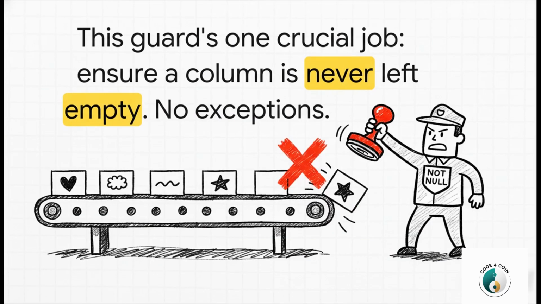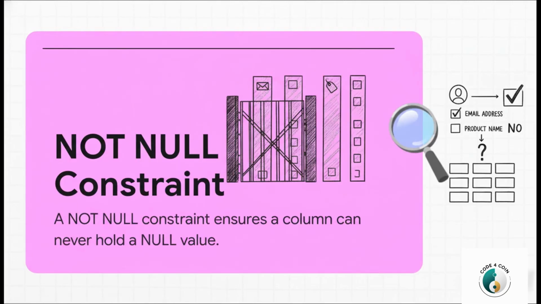Next up, let's meet a guard you are going to see everywhere. This one is, you could argue, the most important and most common member of the whole team, the NOT NULL guard. This guard has one job, and it is an absolutely critical one. It makes sure a column is never left empty. I mean, think about it. What good is a user in your database without an email address? Or an order without a customer ID? The NOT NULL guard makes sure that the most essential information is always there.